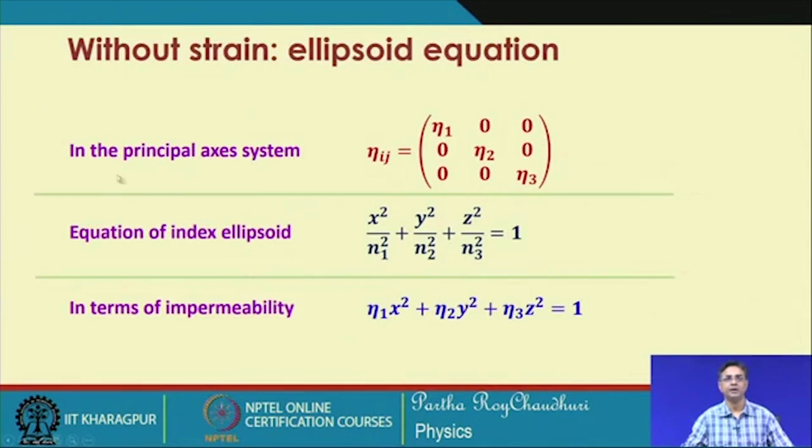This sum of these two is represented by this in the case of the modified index ellipsoid. Okay, now in the principal axis system, we have eta 1, eta 2, eta 3, the principal impermeability components. The equation of the index ellipsoid is this, in the principal axis system of the medium, and that is when there is no strain, no deformation, no acoustic wave, under the normal state. In terms of impermeability, this equation can be written in this form, because 1 by n1 squared is eta 1, 1 by n2 squared is eta 2, and so on.